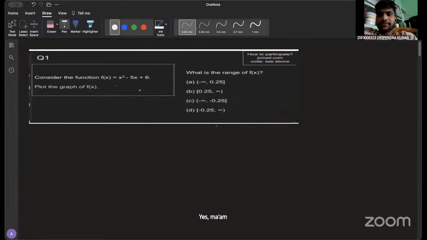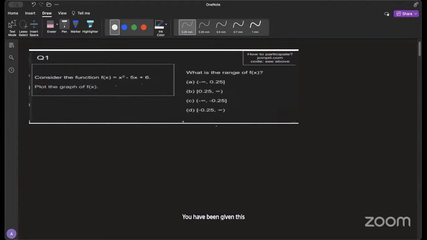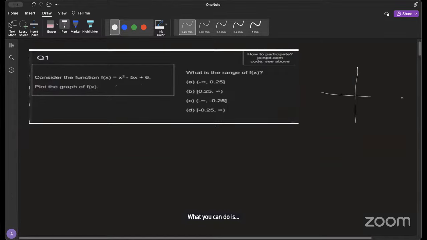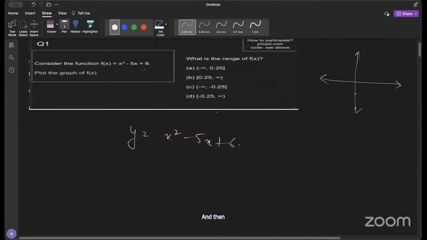Okay. So you've been given this function, a quadratic function, and you've been asked the range of this function. To find the range, it's easier graphically. Especially in quadratic equations, things become easier graphically. So if you can plot this graph, it's easy. Take y equals x squared minus 5x plus 6, and then you can complete the square.